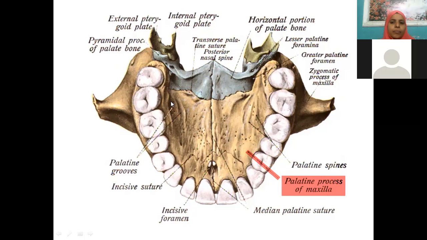So the palatine bone has been given in a different color because it's a separate bone. This is actually part of the maxilla, whatever has been shown in brown. In the palatine bone also, if you see more laterally, you have the pyramidal process of palatine bone. The remaining, whatever has been shown in green color, is actually sphenoid bone parts, nothing but greater and lesser wings, and the medial and lateral pterygoid plates we will study.